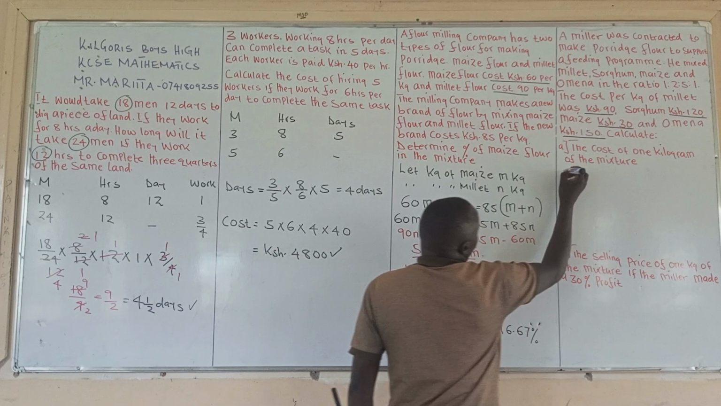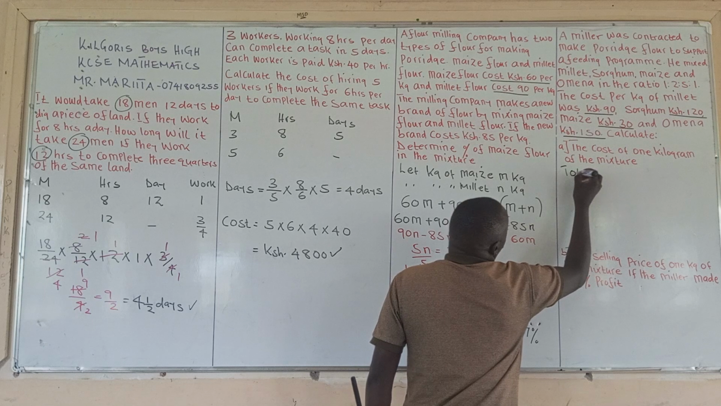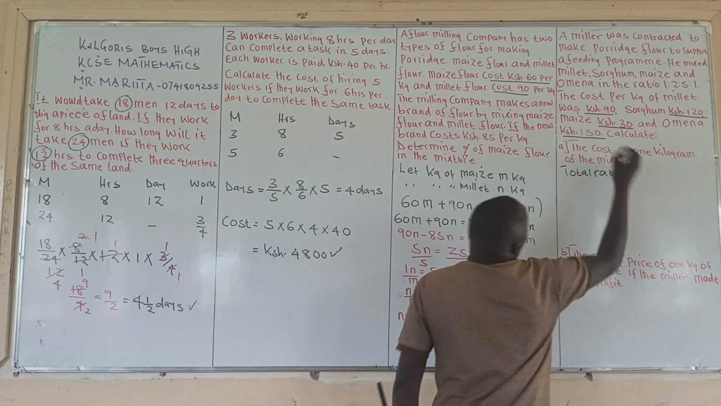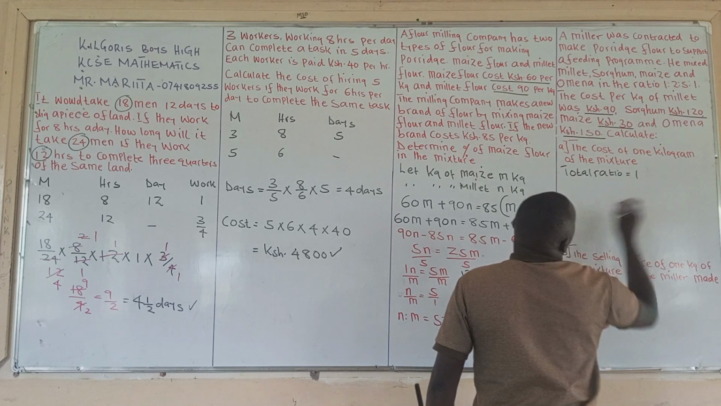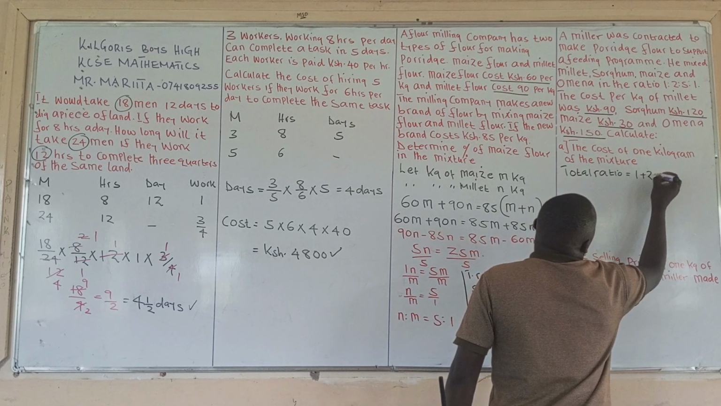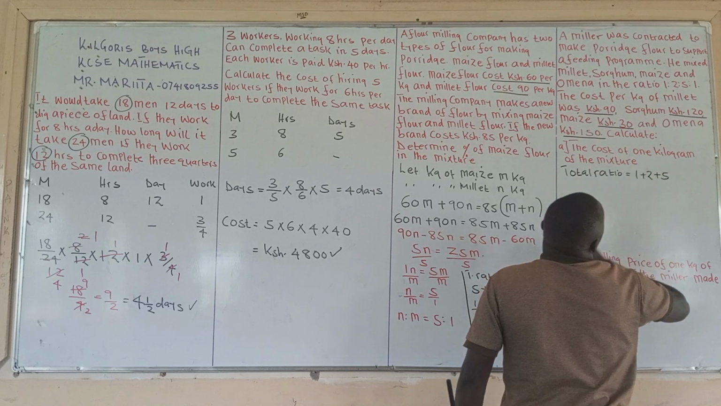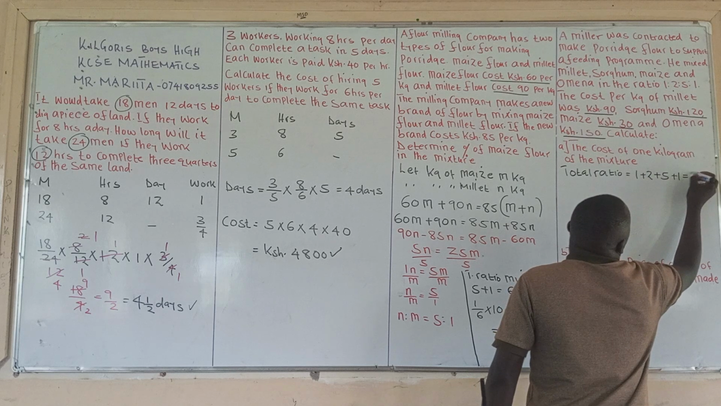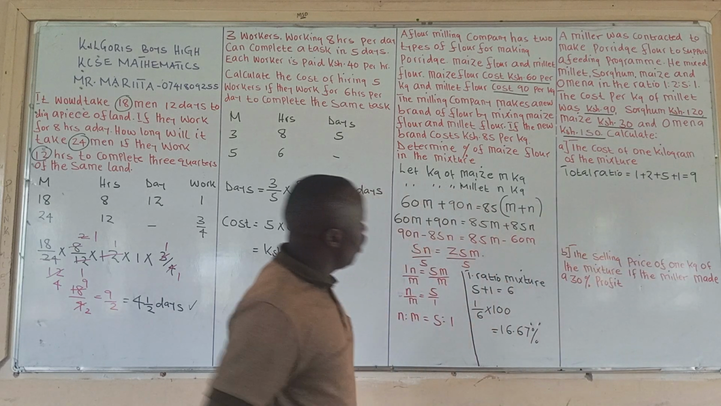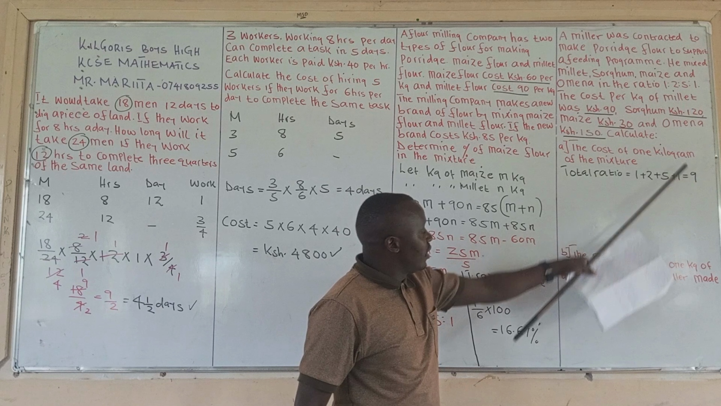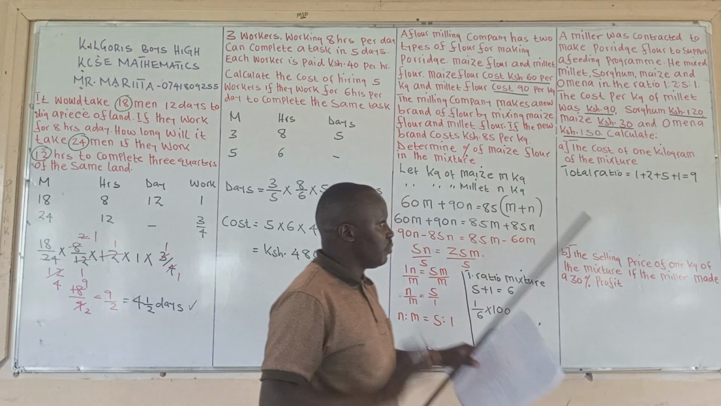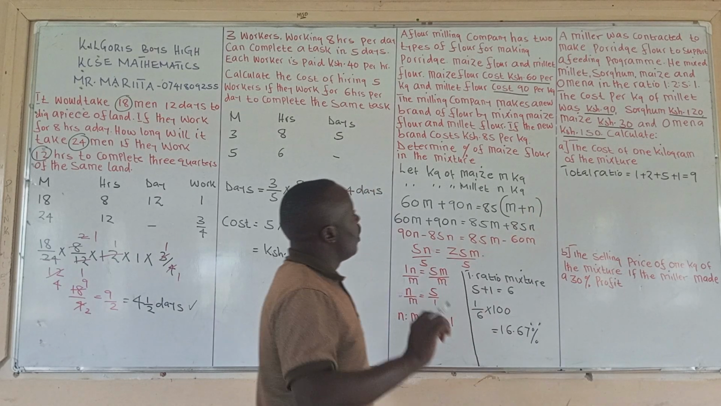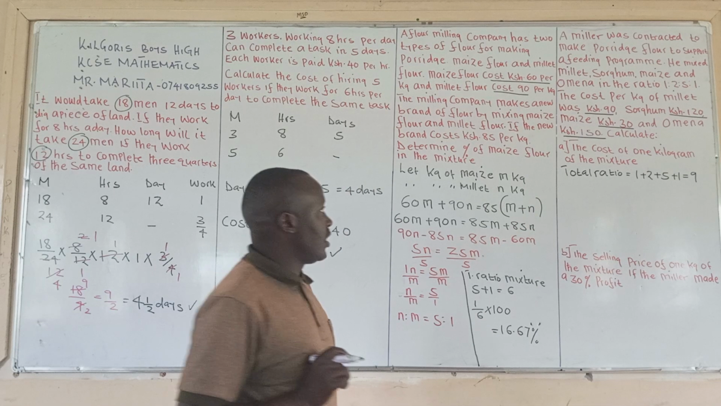So first of all, let us get the total ratio. The total ratio of the mixture is 1 kg of millet plus 2 kg of sorghum plus 5 kg of maize plus 1 kg of omena, and this gives us 9. So this is the total of the mixture. Now we want to calculate the cost of 1 kilogram of the mixture.